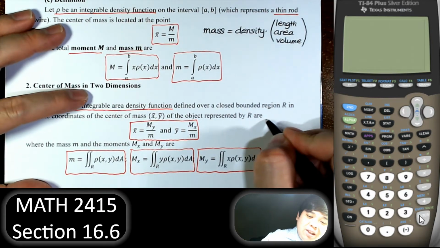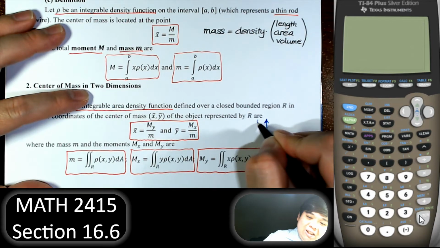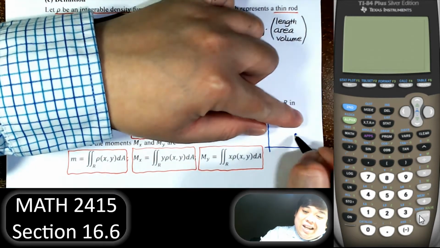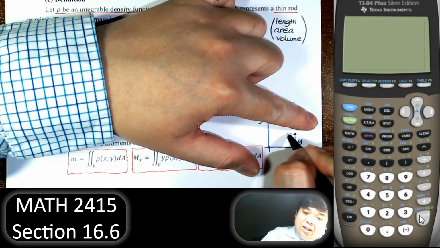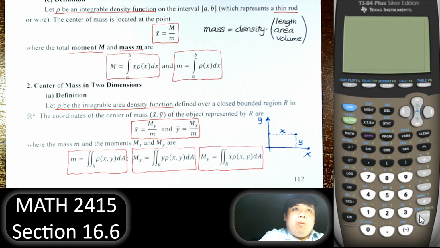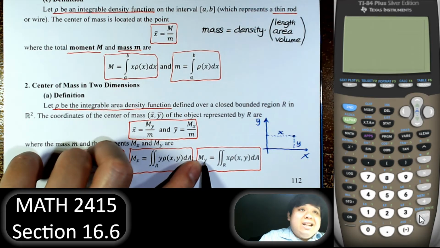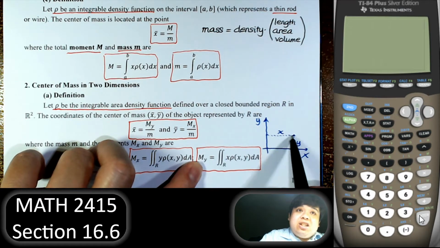Right. Think about this. I have a coordinate system. This point here, the distance to the x-axis is the y value, and the distance to the y-axis is the x value, right? So the moment My is the moment about the y-axis. We multiply by x because that is the distance to the y-axis.